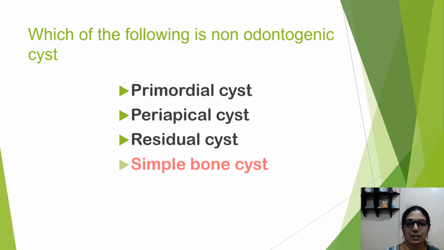The correct answer is simple bone cyst. This is not an odontogenic cyst. It will not appear in the dental region, that is, in the alveolar arch. If it occurs, it will appear below the inferior alveolar canal in the mandible. The other name is traumatic bone cyst.